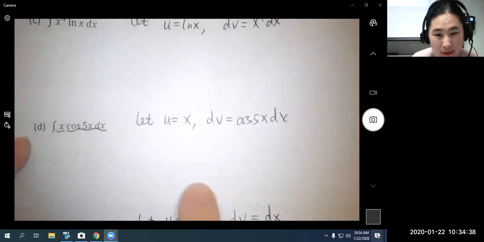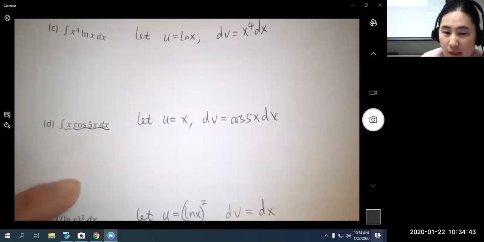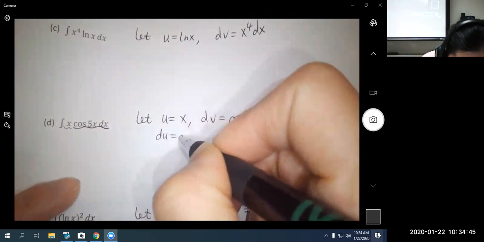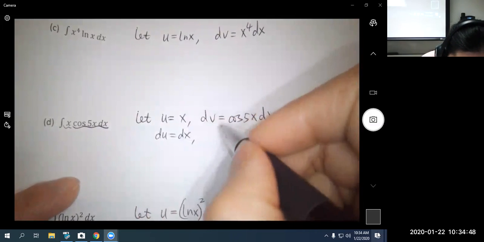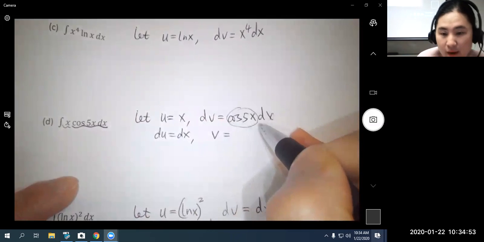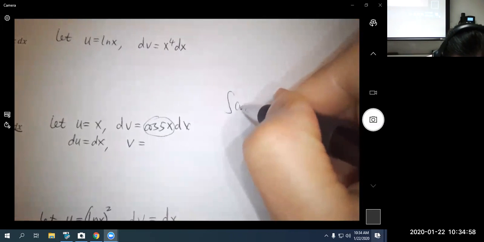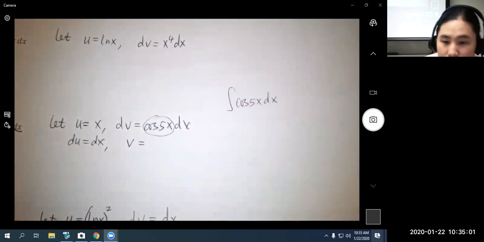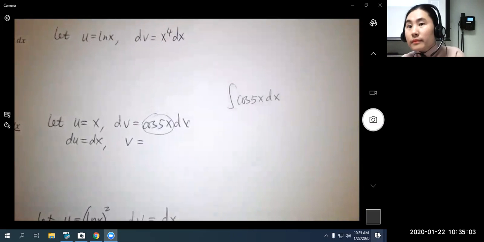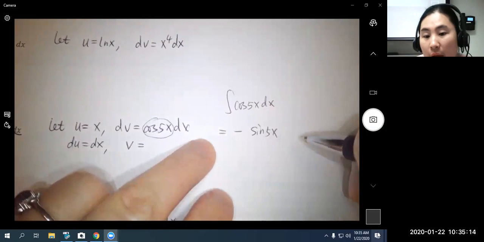So u equals x and dv equals cosine 5x dx. So let's do it. So du becomes dx. How about v? What is the antiderivative for cosine 5x dx? Equals negative sine 5x. Done.